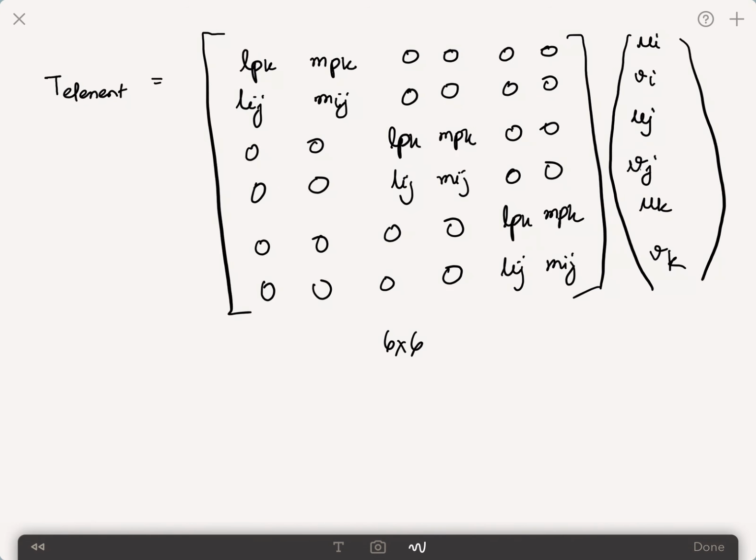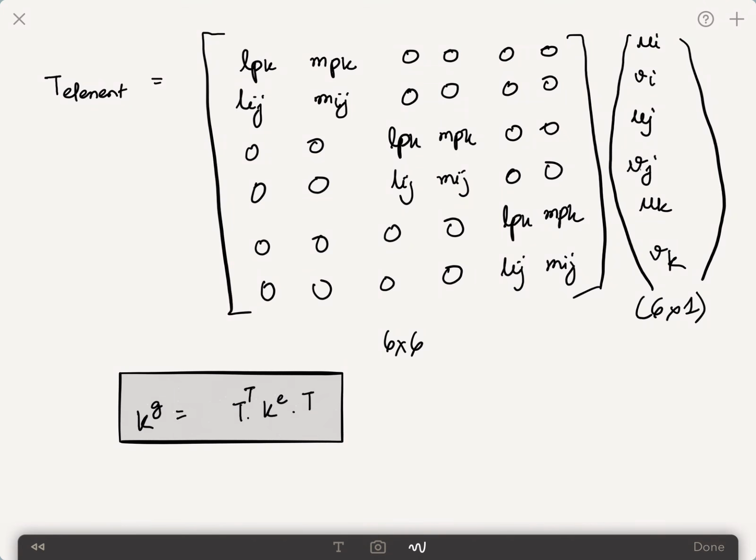Yeah, and it sort of makes sense. So I have 6 by 6 and this is 6 by 1, so that works out fine. And finally, the global stiffness matrix can be given as T transpose K of the element times T. So K element is the local stiffness matrix, and this is the stiffness matrix that we have been finally looking for.